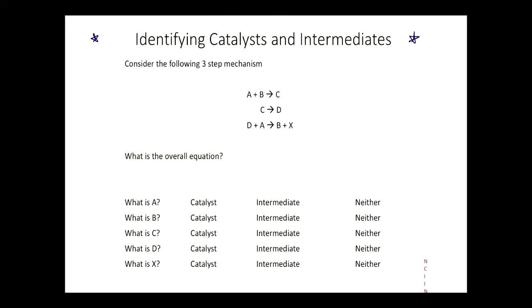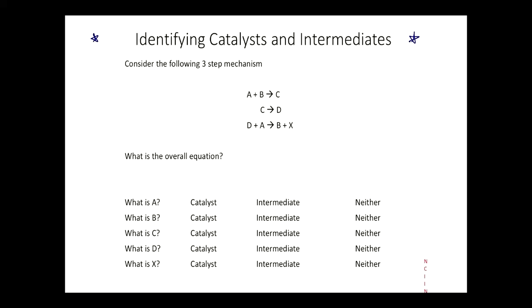So, a question like this will show up on your exam, talking about catalysts and intermediates in relation to mechanisms. Here I have a 3-step mechanism. I don't tell you what the slow step is because it doesn't matter in the context of this question. I want you to be able to identify what kind of substance each of these is. So what is A in this reaction? Is it a catalyst, an intermediate, or neither? Notice how things cancel out in this reaction.